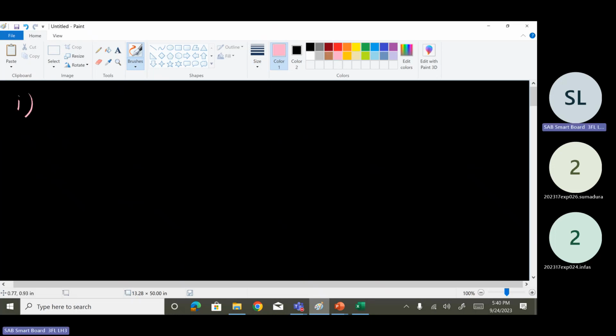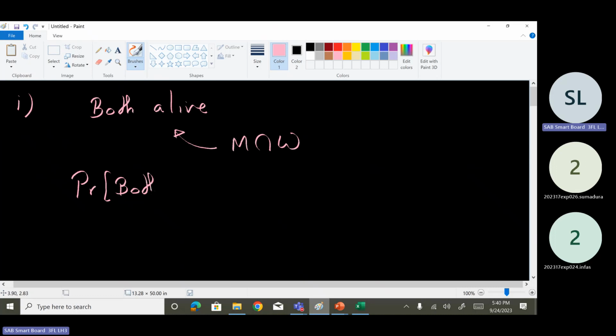So first part: both alive. This is influenced by M and W, man living and woman living. That is the only combination that influences this. So if we want the probability of both alive, we need to calculate this probability, M and W. But it is mentioned that these two events are independent.